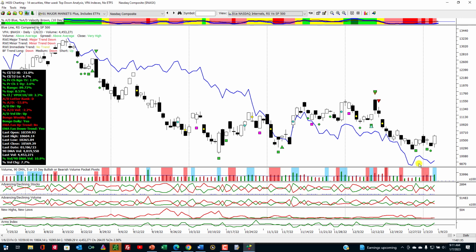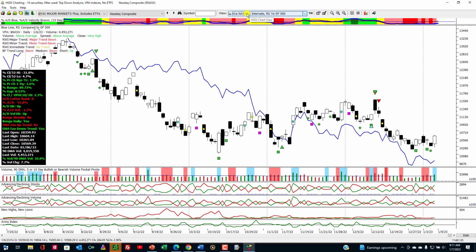This is a comparison of the NASDAQ to the S&P 500. And you can see yesterday that this turned up. So that means that the NASDAQ was stronger yesterday than the S&P 500.